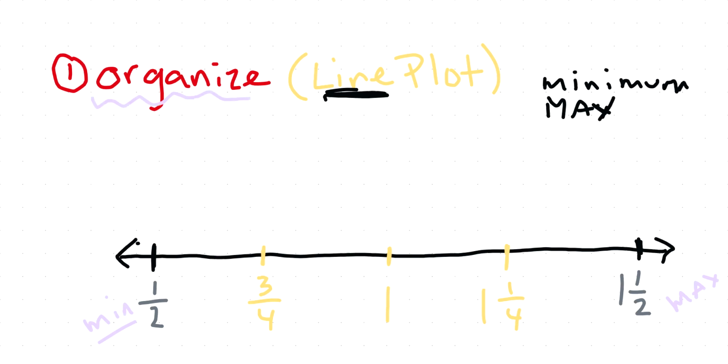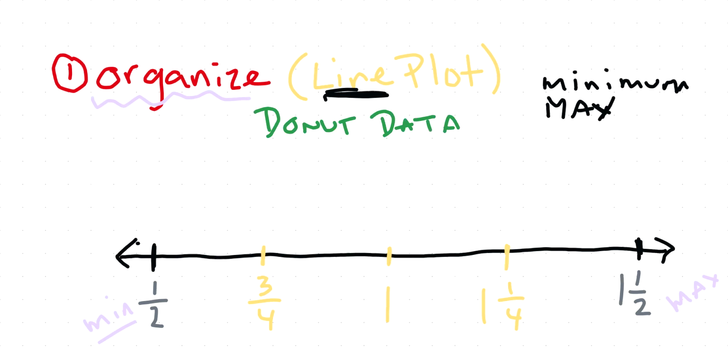Now, next, because this is a line plot, what I'm going to do is represent how many times this shows up, right? Because again, we are looking at Mr. Shadegg's donut consumption, fancy word for eating, right? So this is my donut data. And this is how many donuts I eat on a particular day.